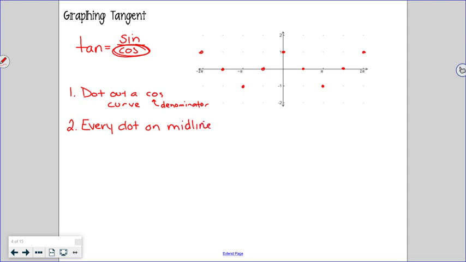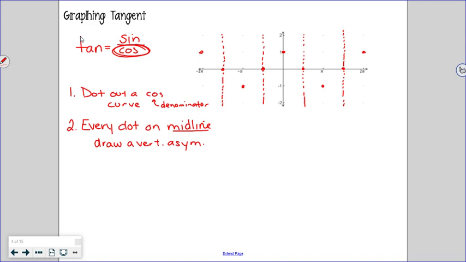Every dot that is on our midline, we are going to draw a vertical asymptote. And as always, please word this in whatever makes sense to you. So I'm going to come over here. My cosine curve hit the x-axis here, or hit my midline, I should say, here. Every place that it hit my midline, I'm going to draw in an asymptote. Okay.